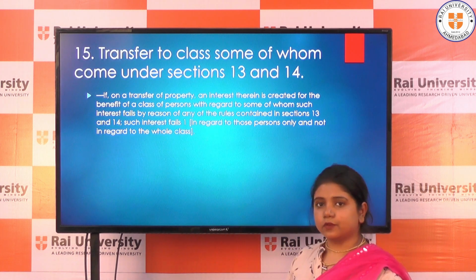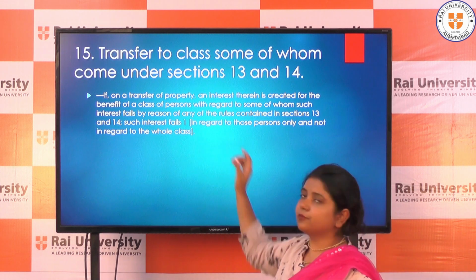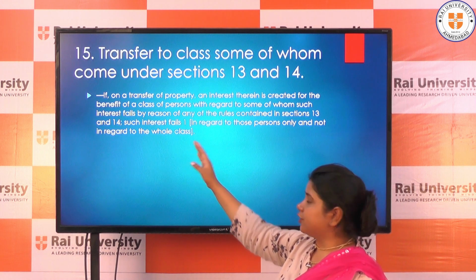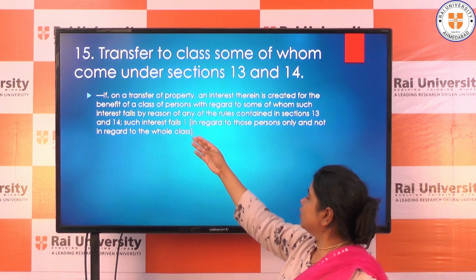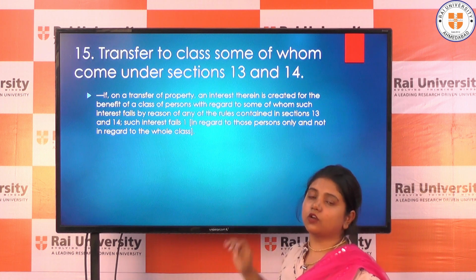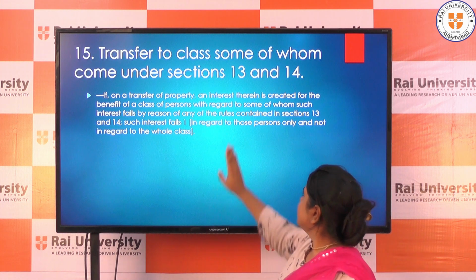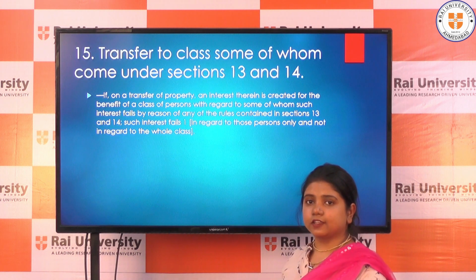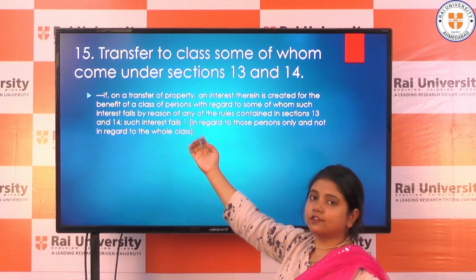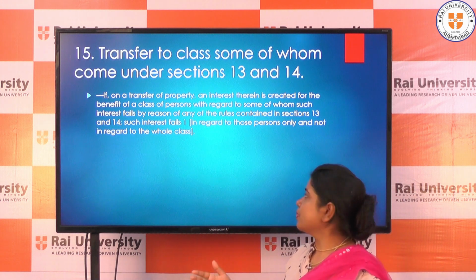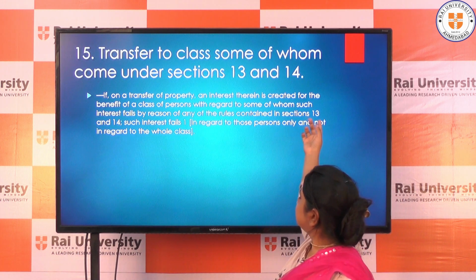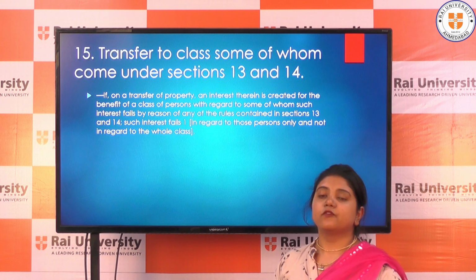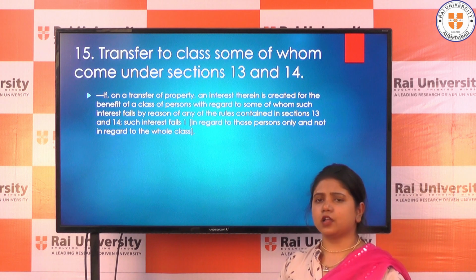What does the term class of person basically mean? The term class of person is actually a group of persons. So if a benefit or interest is transferred on behalf of a class of persons, or a group of persons, with regard to some of whom such interest fails, the interest or the rights fail by the rules contained in 13 and 14. For example, let's take the example of section 13 basically, the transfer on behalf of an unborn person.